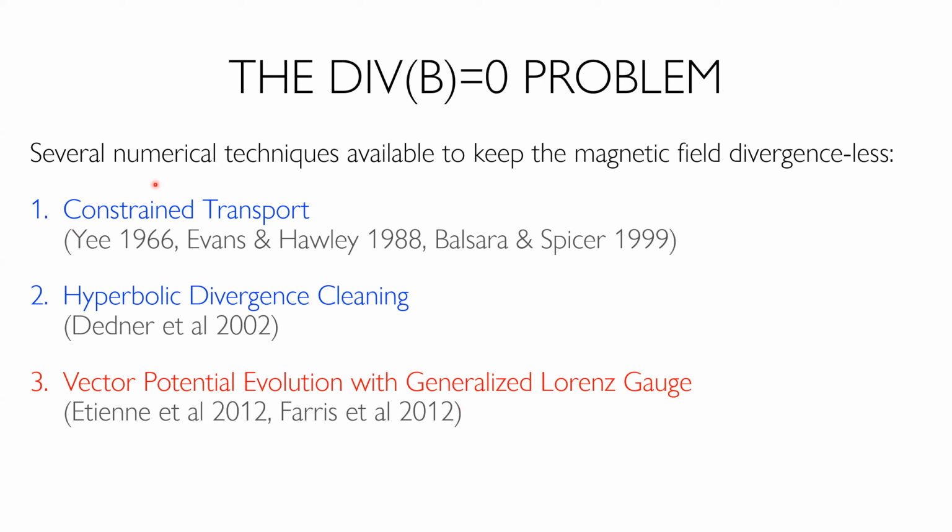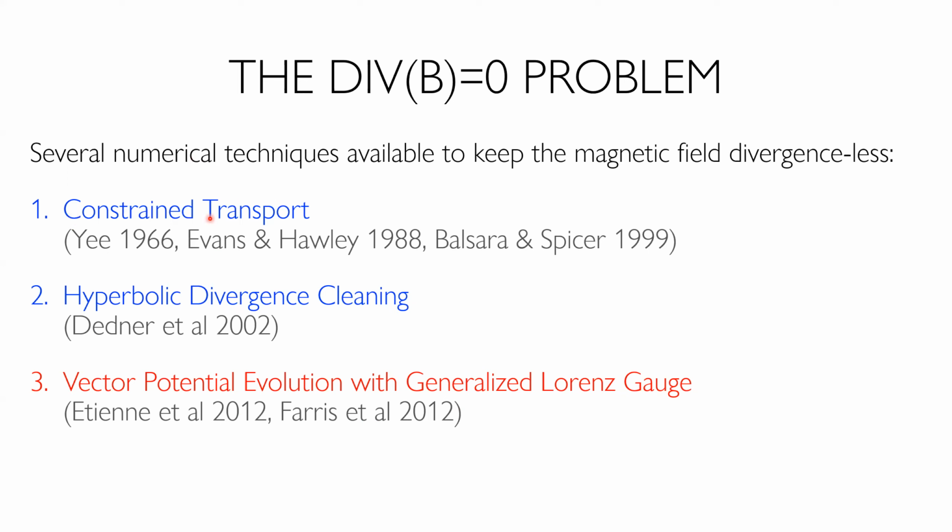And this essentially is a way to recast the evolution equation for the magnetic field in order to guarantee that the divergence of B stays constant in time. So it means if your initial data have a divergence of the magnetic field equal to 0, then it's going to stay 0 for the rest of the simulation.